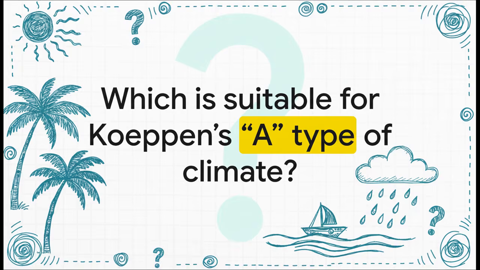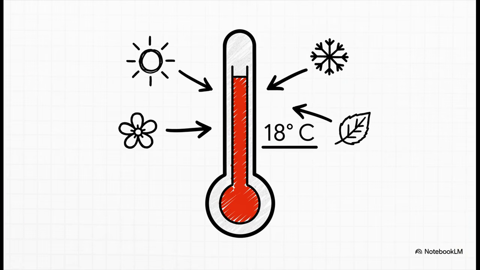What do you think? And the correct answer is C. Fantastic job if you got that right. Just remember, A climates are tropical, which means they are hot all year round, and even their coldest month has an average temperature above 18 degrees Celsius.